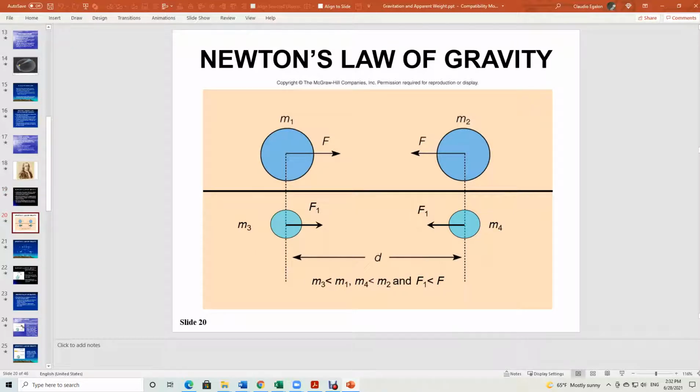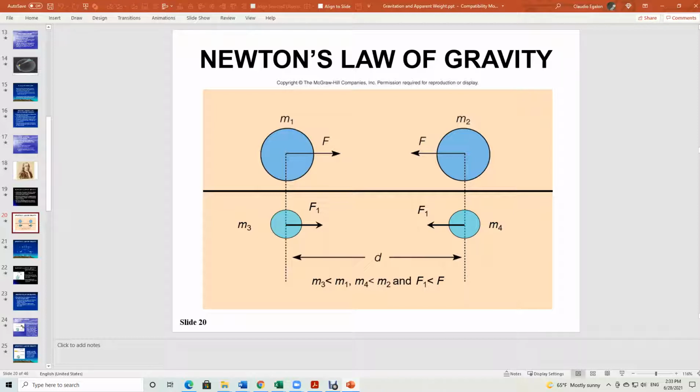What did Newton find out? Newton found out that when two masses are close to one another, they interact with each other. This interaction is an attractive interaction. The forces are attractive. Mass 1 attracts mass 2, and mass 2 attracts mass 1.